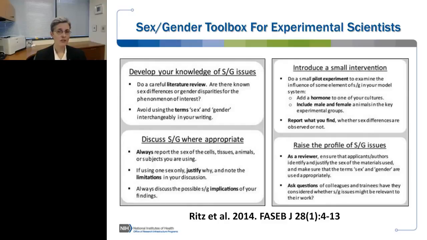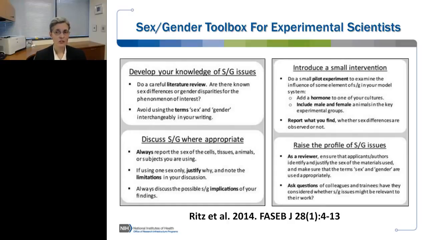Avoid using the terms sex and gender interchangeably in your writing. That way we will create less confusion as to what it is we're talking about. Discuss sex and gender where appropriate. Always report the sex of the cells, tissues, animals, or subjects you're using. And I know this has been a common message in some of the other presentations that you've participated in during this conference. If you're using one sex, justify why, explain why, and note the limitations in your discussion. And always discuss the possible sex-gender implications of your findings.